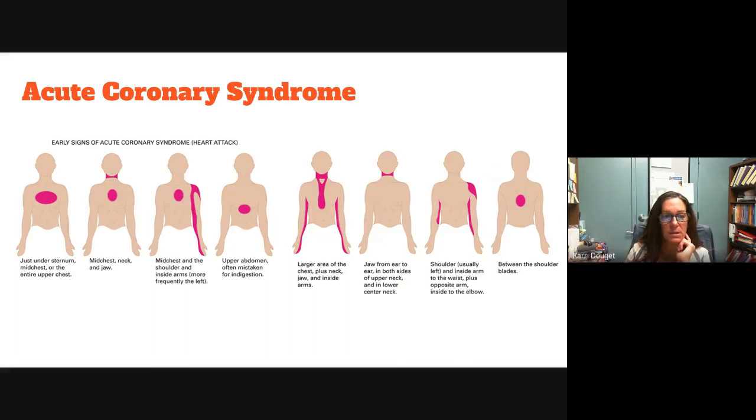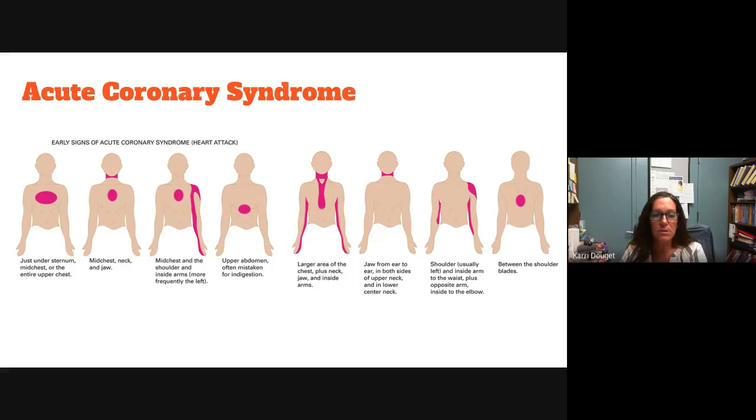All right, so let's talk about ACS, acute coronary syndrome. If you look at this picture, and you also have this picture in your book, sometimes patients have, like, you can have an elderly female that's just complaining of abdominal pain. That doesn't mean that she's not having a heart attack. It just means that this is where her body is picking up the pain, right? Or the discomfort, right? There's a difference in pain and discomfort.